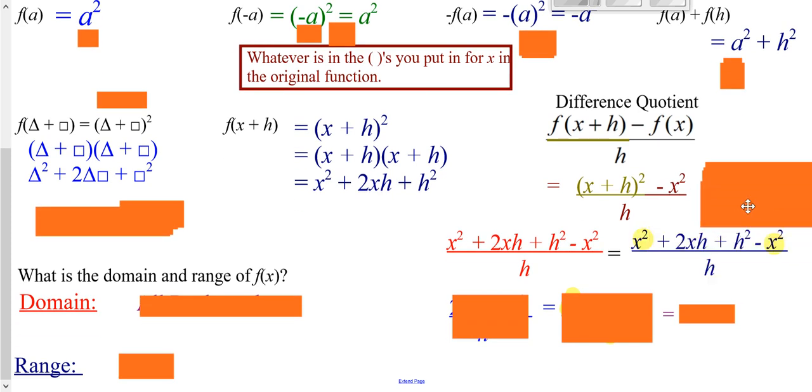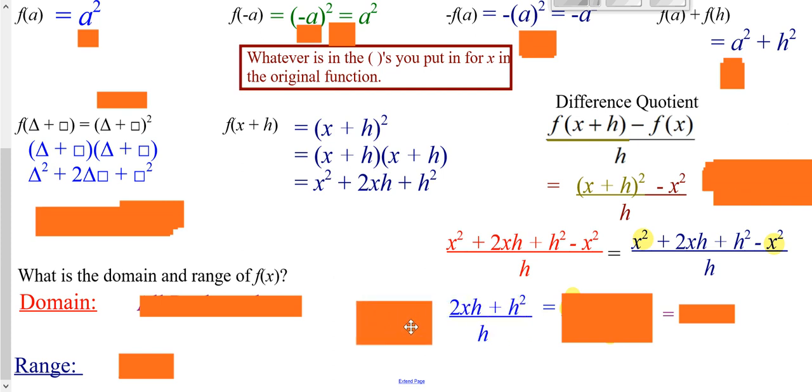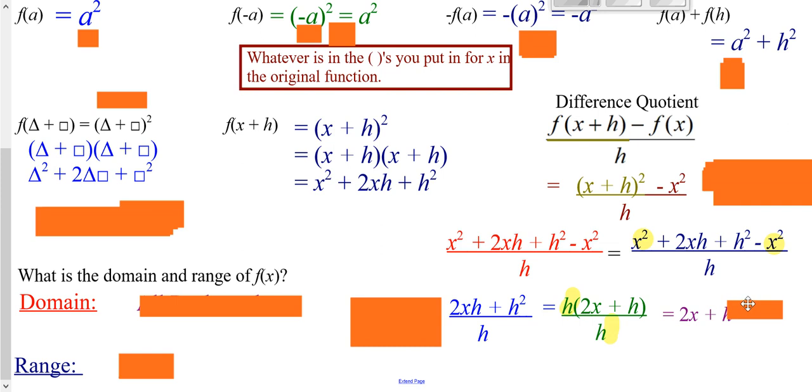You'll notice here that your x squareds drop because one's positive, one's negative, leaving you just with that 2xh plus an h squared all over h. Notice on top you have a common factor of h. We could pull that out. Then we end up having h times the top and h times the bottom, so these h's that are highlighted would drop, leaving us only with what's in the parentheses.